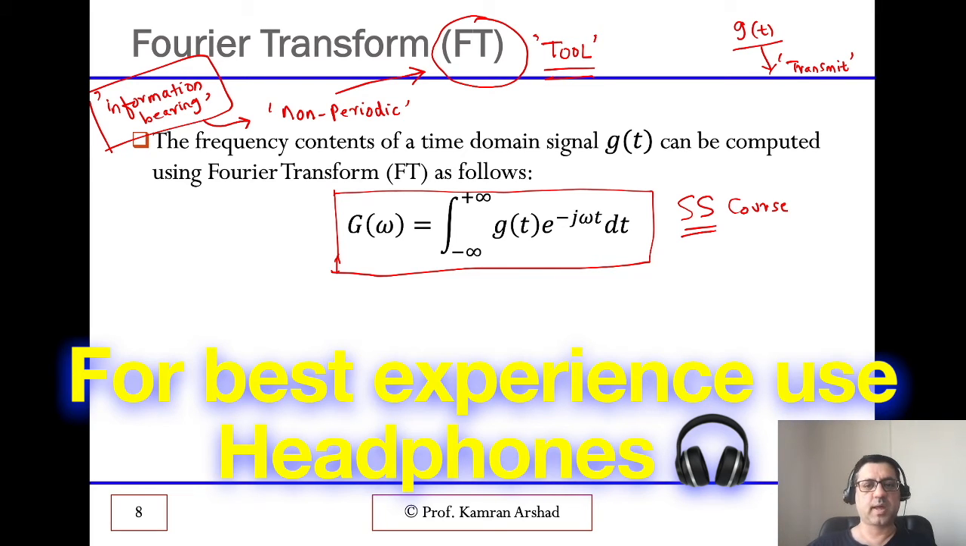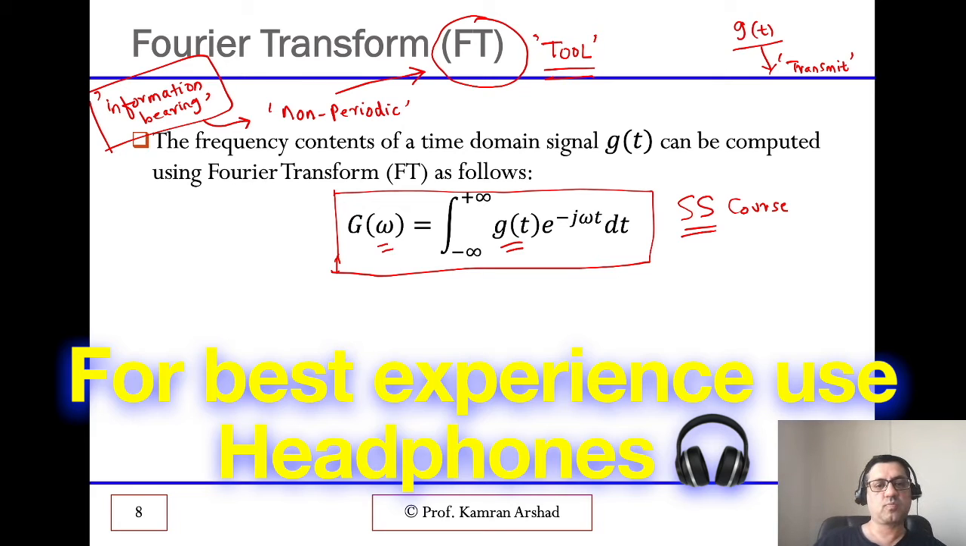I need to multiply my signal g of t with e to the power minus j omega t, where omega is your variable now. And then I integrate with respect to t from minus infinity to plus infinity. It means the variable t will disappear, and what is left is this variable omega.